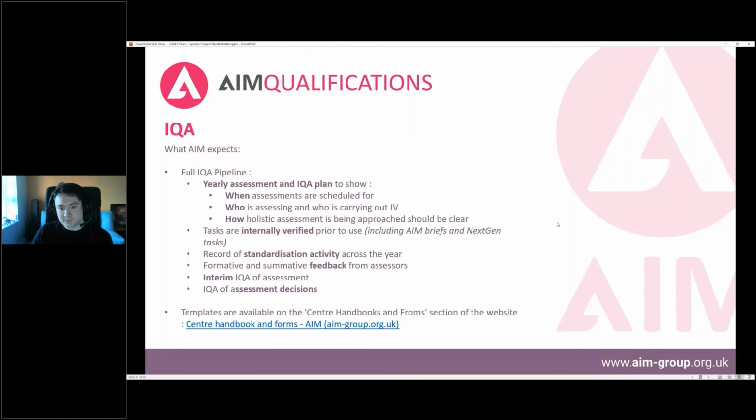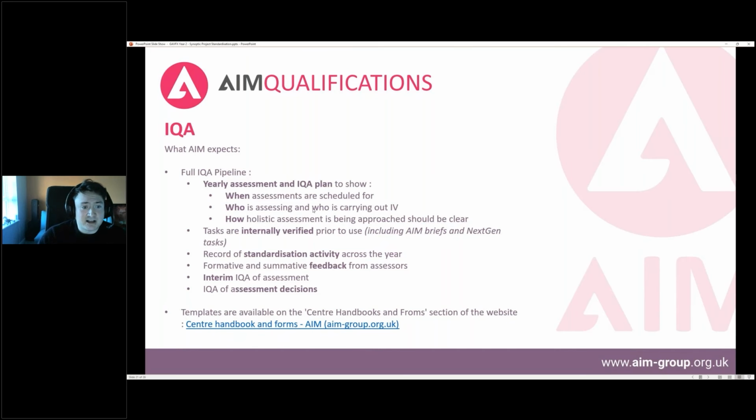Okay, cool. So we've covered planning, we've covered what the content is, we've looked at assessment. Your last little bit here is your IQA pipeline. So this is your internal quality assurance, which you should be super familiar with. Your EVs are going to be expecting your full IQA pipeline, so your yearly assessment and IQA plan showing when your assessments are scheduled, who's assessing them, who's doing the IV, how the holistic assessment is being approached. That should be really clear.